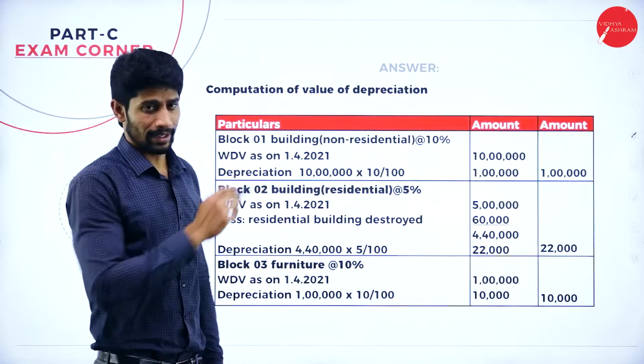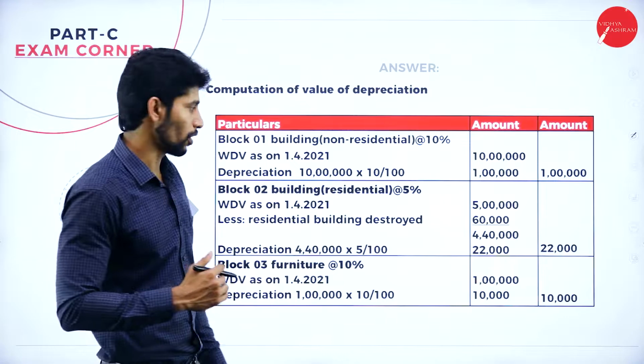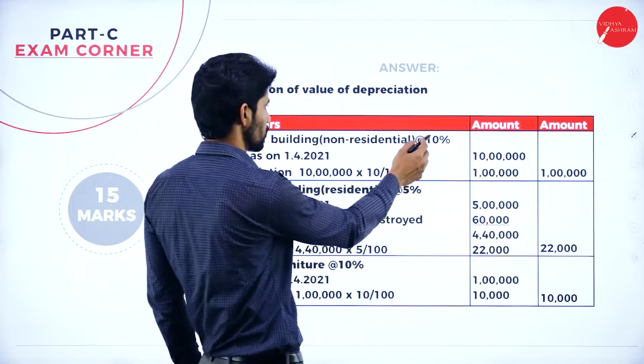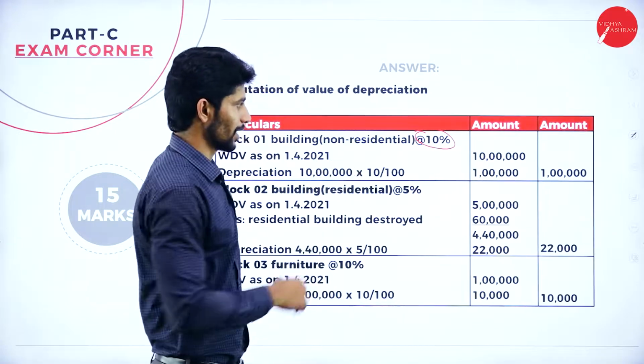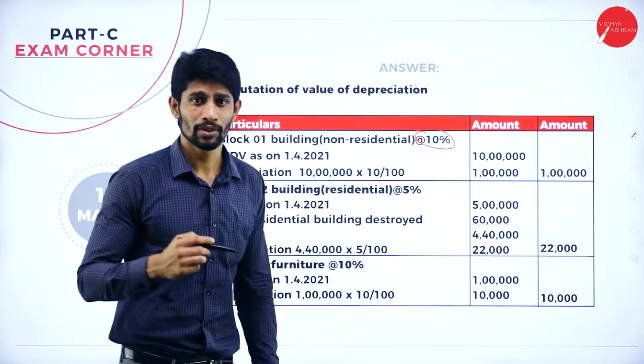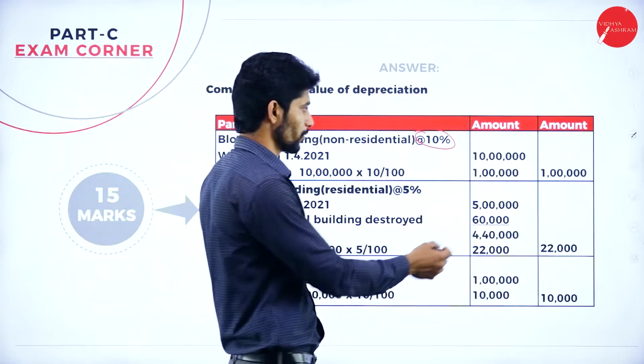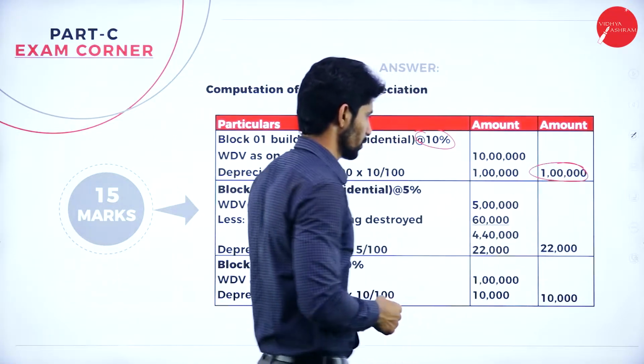Block 1. So each block wise we are supposed to solve. So block 1, it is building non-residential. The rate of depreciation is 10%. So the WDV is 10 lakhs. No additional asset is purchased with respect to that block. So 10 lakh into 10%, you will get 1 lakh rupees.